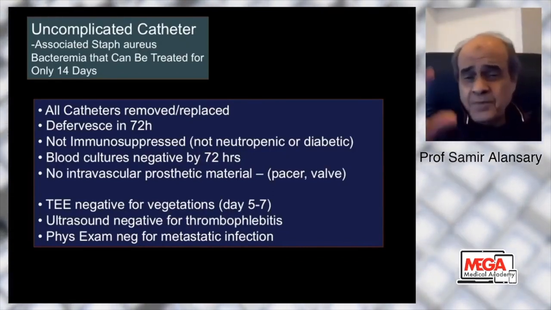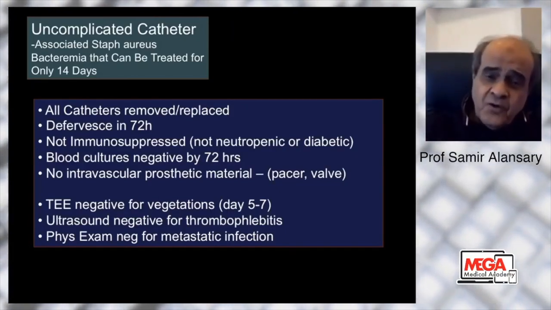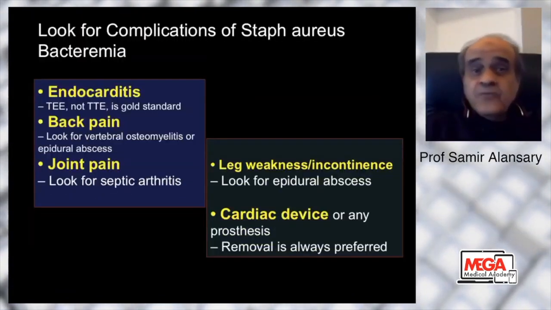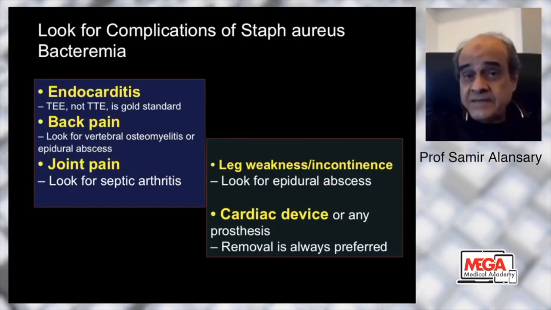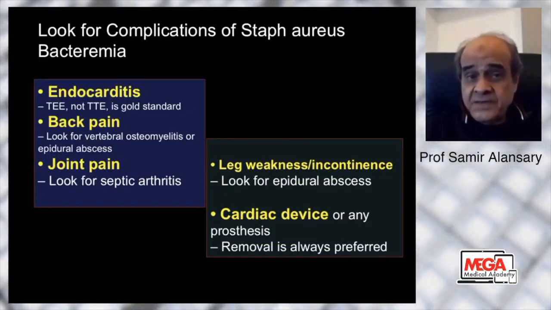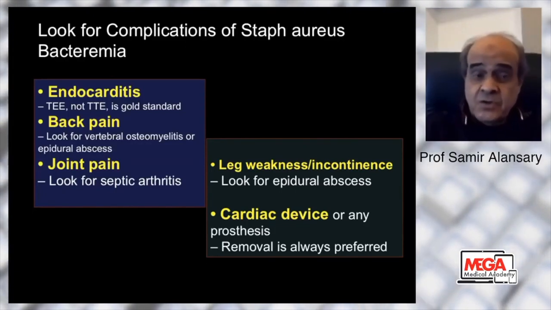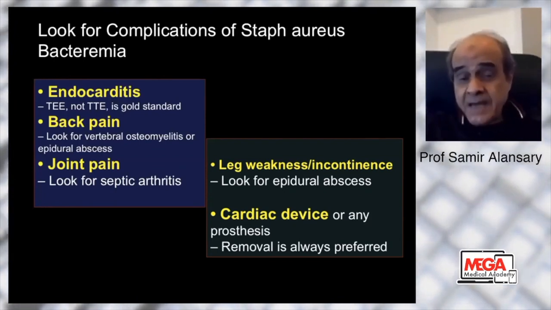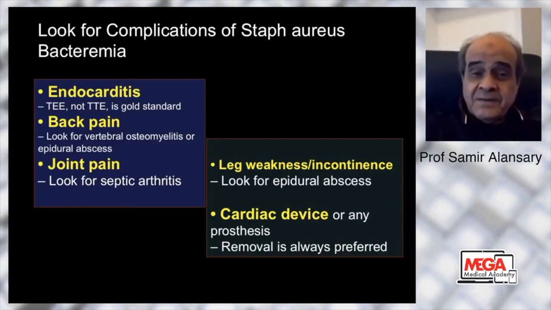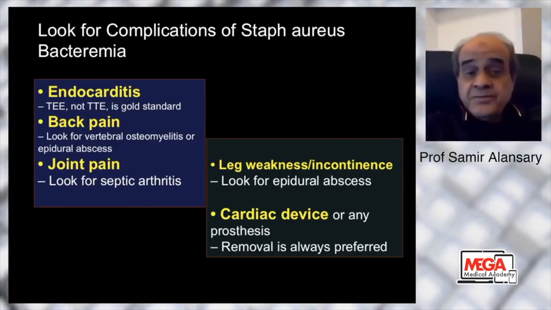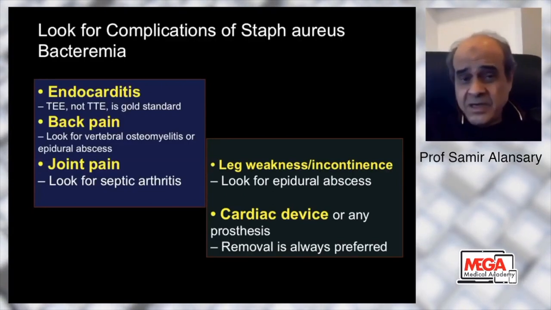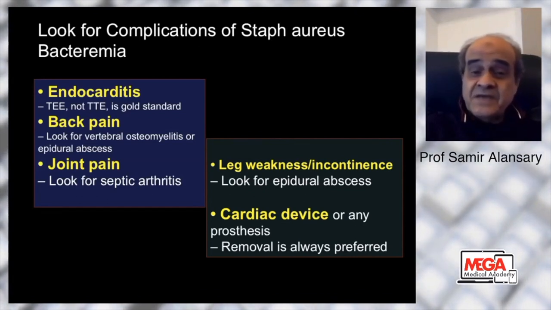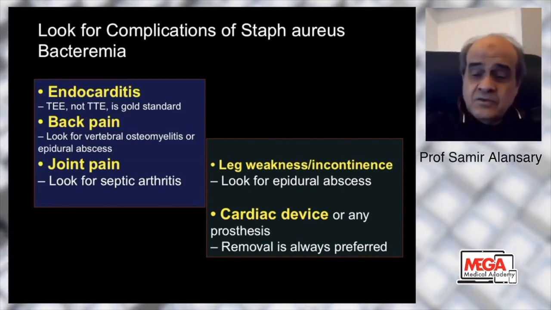But if your patient is complicated, you have to continue for more time, for 4 to 6 weeks. Look for complications of staph aureus. Always in staph aureus infections or staph aureus bacteremia, we can see endocarditis, which is discovered through echo. Back pain, maybe the patient complains of osteomyelitis and epidural abscess, and they start to feel weakness and numbness in the lower limb and so on. Joint pain, look for septic arthritis. All these are complications of staph bacteremia. Leg weakness and incontinence, look for epidural abscess. Removal of the cardiac device or any prosthesis is always preferred.